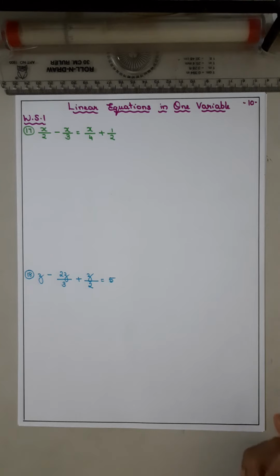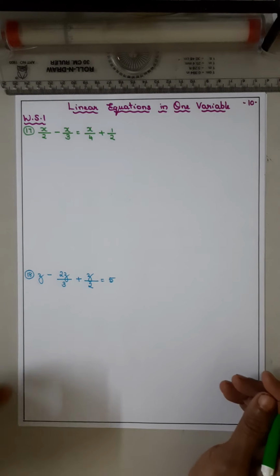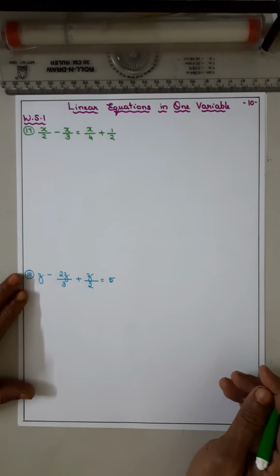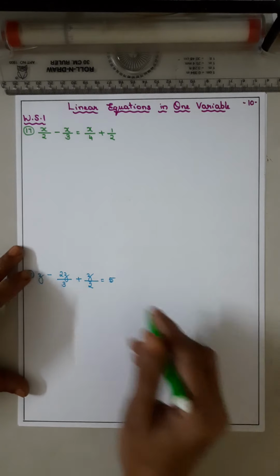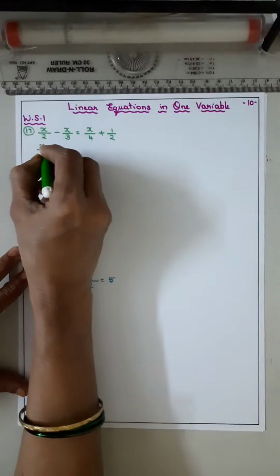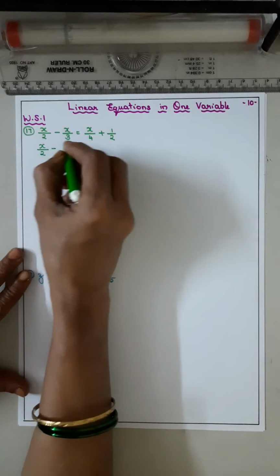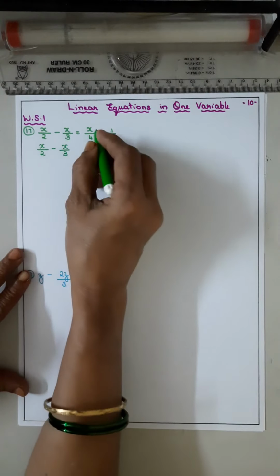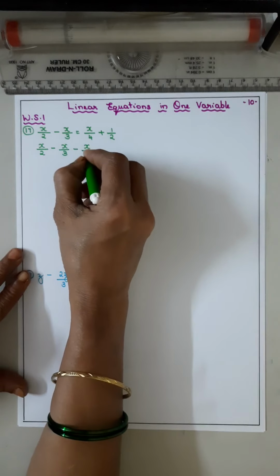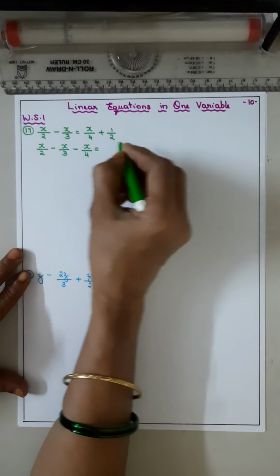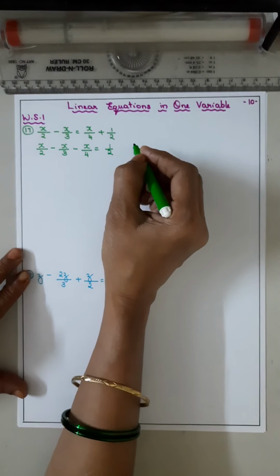Now worksheet 1, 17th question. It's x by 2 minus x by 3 is equal to x by 4 plus 1 by 2. So take all x to the left hand side. So rearrange x by 2 minus x by 3. Now this you have to take it to the left side. It becomes minus x by 4 is equal to 1 by 2.